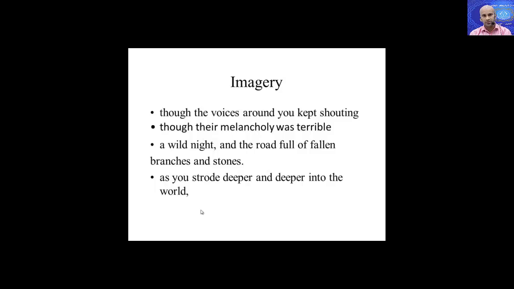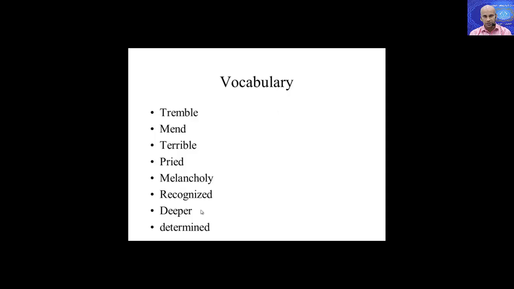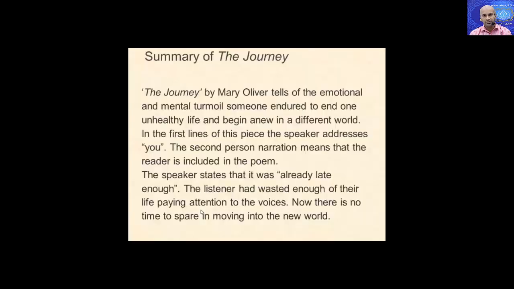Imagery. Though the voice around you kept shouting, this is auditory imagery. Though their melancholy was terrible, a wild night and road full of fallen branches and stones is a visual imagery, that the readers get a clear image in their mind. Then vocabulary, like all these words can be taken to talk about determination: tremble, mend, terrible, pride, melancholy, recognized, deeper, determined. This is just a summary of the poem.